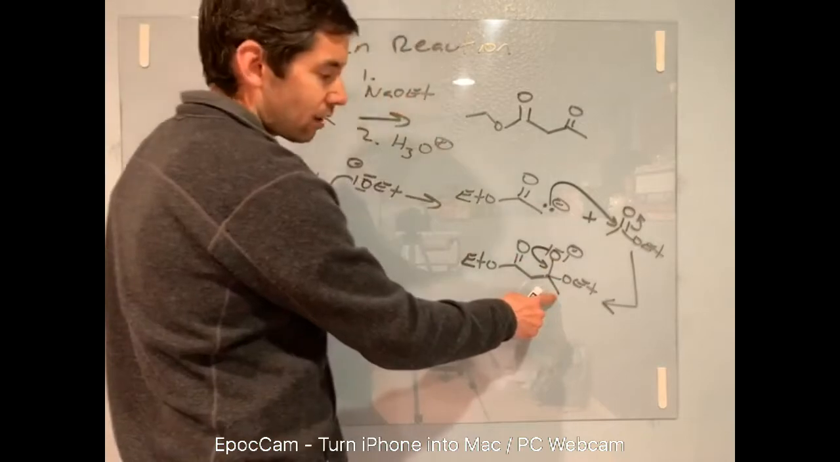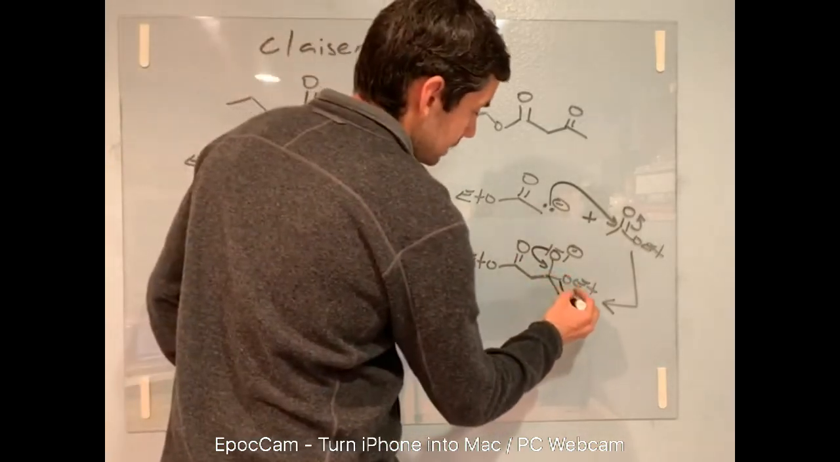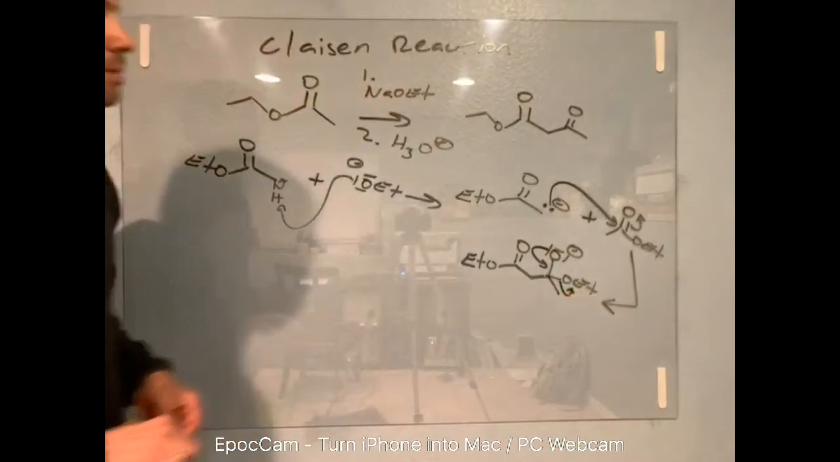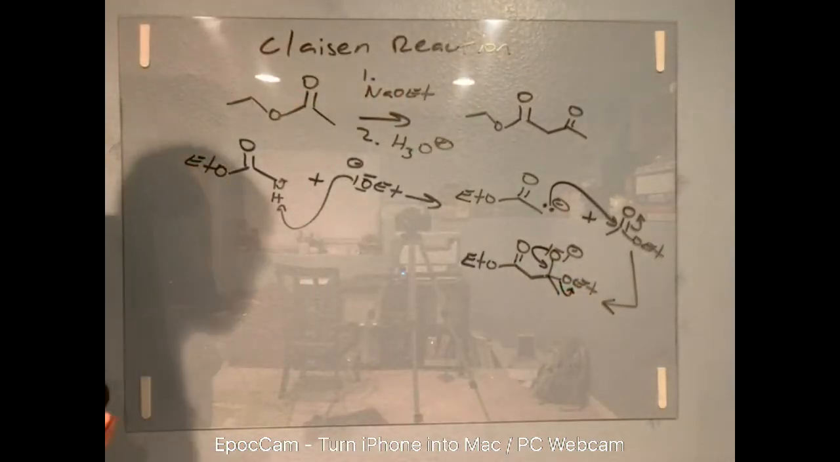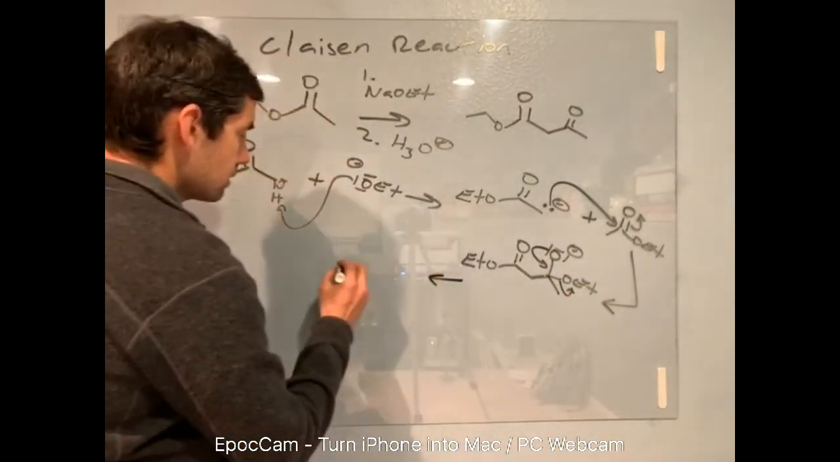In this case, the electrons come down and we're going to kick off what? You can't kick off carbon. Carbons aren't leaving groups at all. So we're going to kick off this OEt group. We're going to kick that group off. It's an okay leaving group. We're going to kick that off, and we'll write over here.